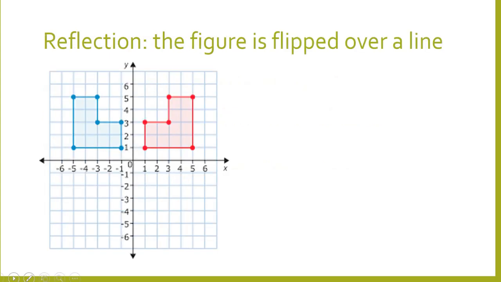Okay, the reflection. A figure is flipped over a line. So let's take a look at our pre-image in red. It's got the ordered pairs (1, 1), (5, 1), (5, 5), (3, 5), (3, 3), and (1, 3). So draw the pre-image. If you want to use colored pencils, that's fine. If not, that's okay as well.